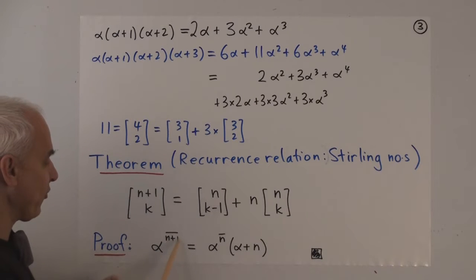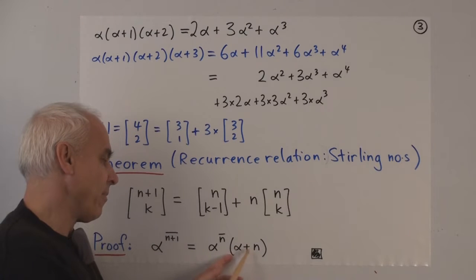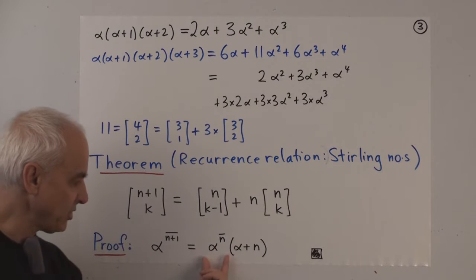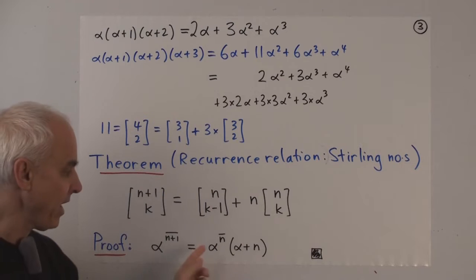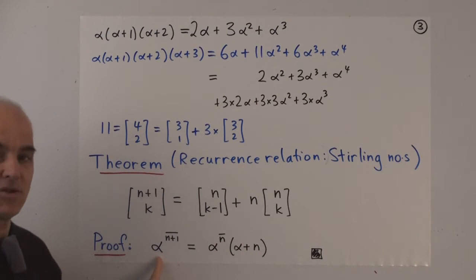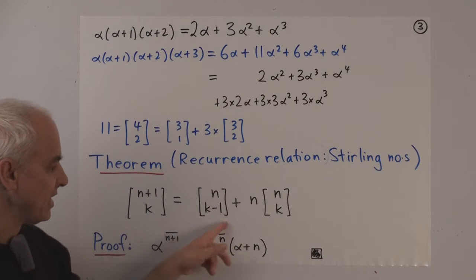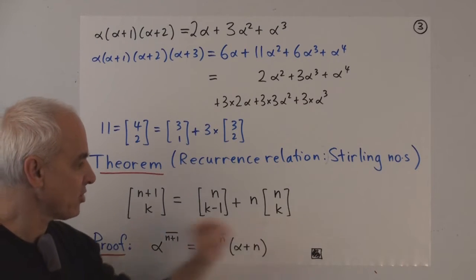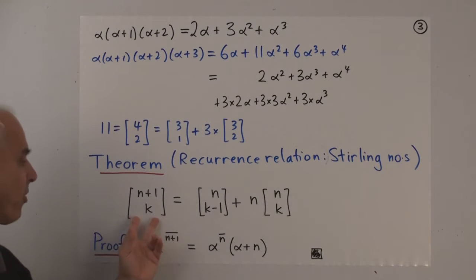That alpha to the n plus 1 rising is alpha to the n rising times alpha plus n. So if you want terms here, what you do is you take the terms here and you do two things to them. You multiply them by alpha and you multiply them by n, and you combine those two to get the terms here. So multiplying by alpha, it's giving us these coefficients, and multiplying by n, that's contributing this term here. When we add them together, we get the kth term over in this one here.